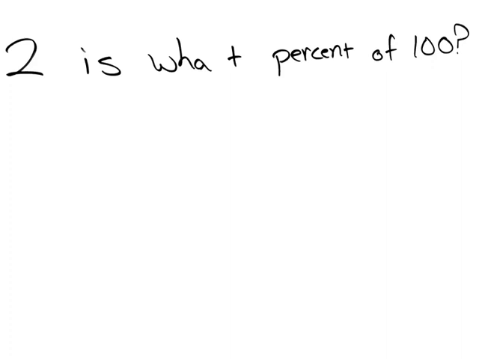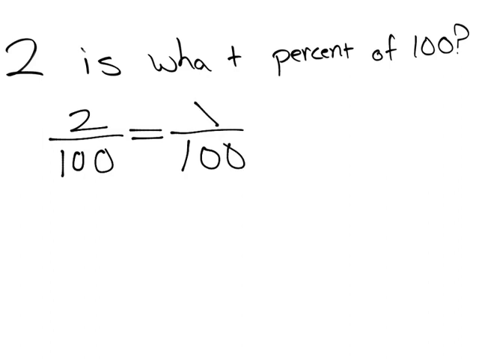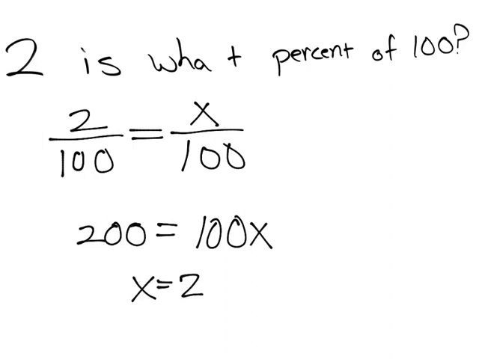Last one here. 2 is what percent of 100? Well, 2 over 100 is our ratio side, and we want to know what percent of 100 that is. So that'd be x over 100. We cross multiply here. We get 200 equals 100x. Divide by 100, and you get x equals 2%.